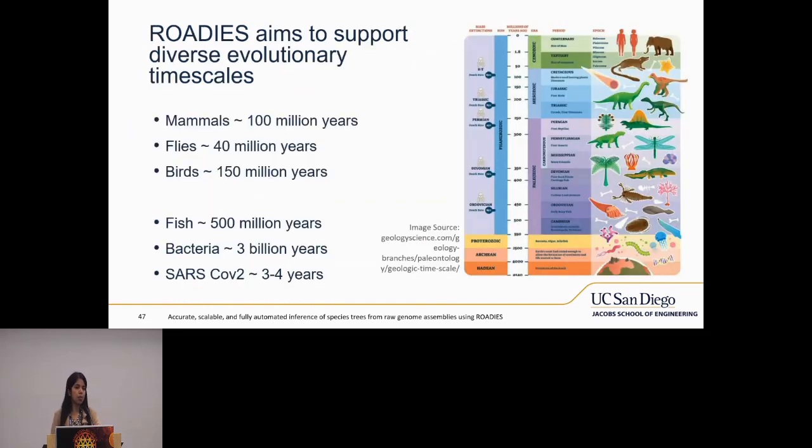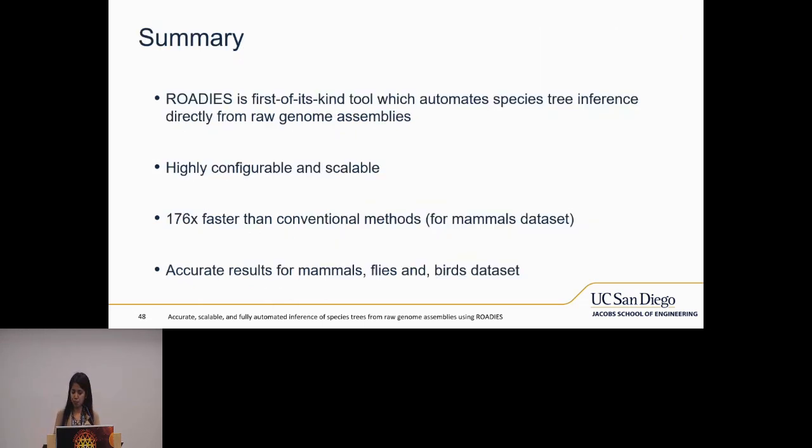So in future, we plan to expand ROADIES with multiple data sets from diverse evolutionary timescales. So far, we have only tested mammals, flies, and birds data sets, which span around 40 to 150 million years ago. We are right now trying to do it for fishes, which evolved much earlier than that. In future, we will be interested in doing it for bacterial data sets. And on the flip side, we also want to see the evolutionary relationships of data sets from shorter timescales.